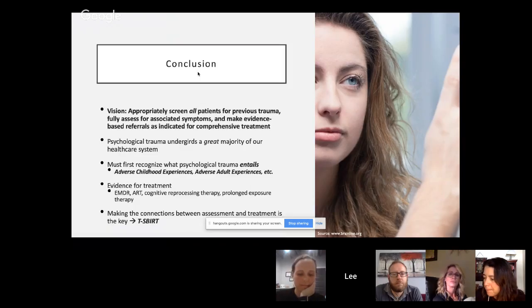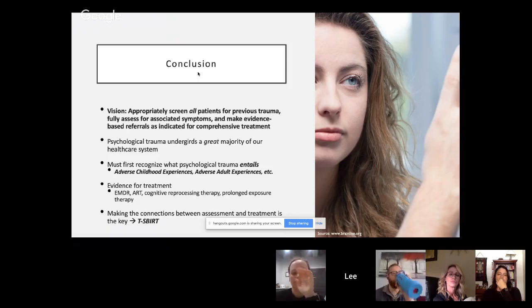The conclusion here is really the vision is to appropriately screen, and I know it's a high mark, but just appropriately screen all patients, considering we work in psychiatry and mental health. So I want to screen all of these, fully assess for the symptoms, and then refer as necessary.